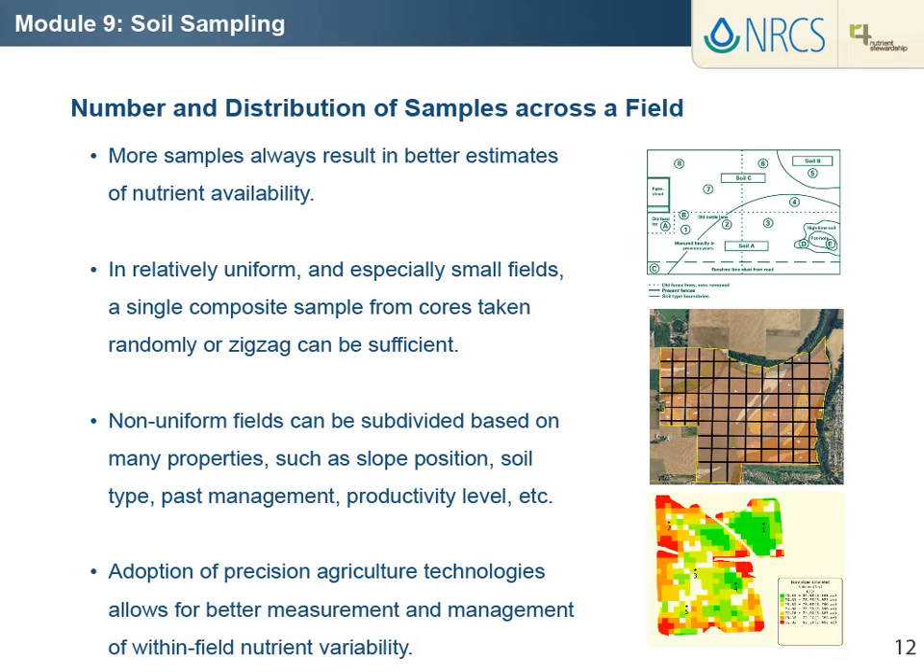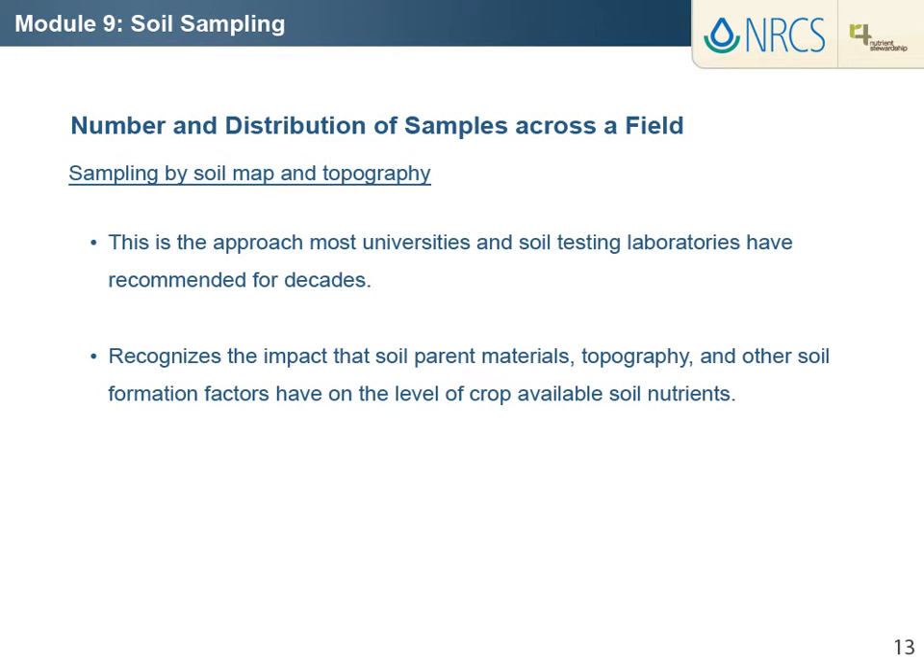In general, there are 3 soil sampling approaches being used: the traditional sampling by soil map unit and topography, grid sampling, and zone sampling. Sampling by soil map unit and topography, most commonly referred to as sampling by soil type, is the approach most universities and soil testing laboratories have recommended for decades.